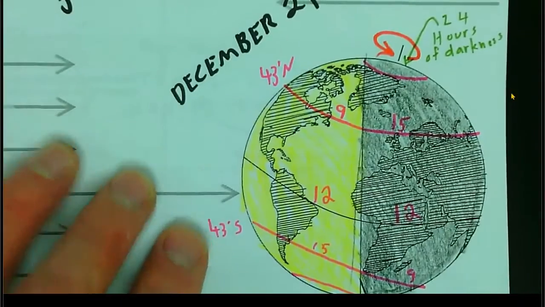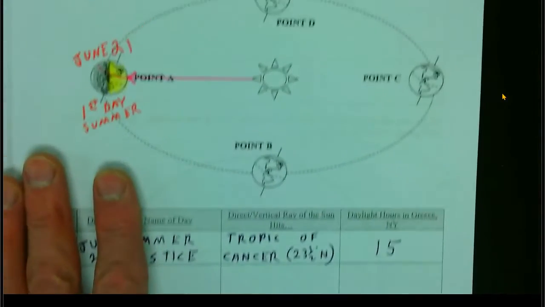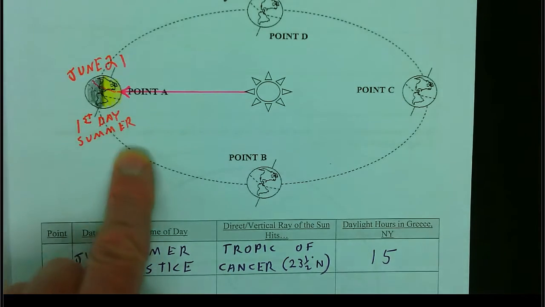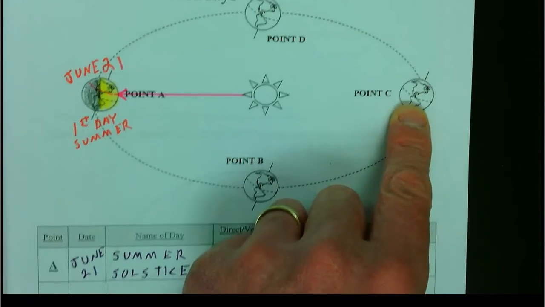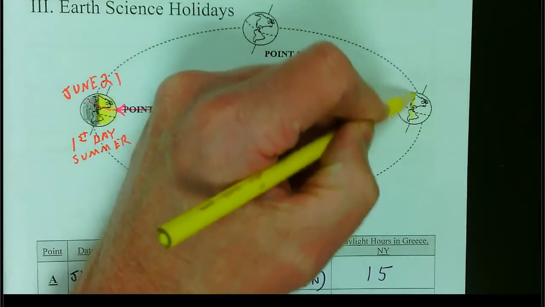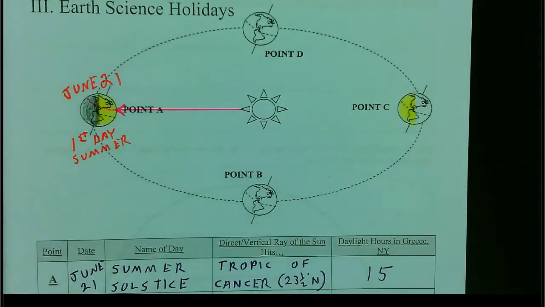Let's take this day here and correspond to page 23. So first day of summer, June 21st was point A. 6 months later, look what's happening to the northern hemisphere. The northern hemisphere is now tilted away from the sun. So this is going to be our first day of winter.